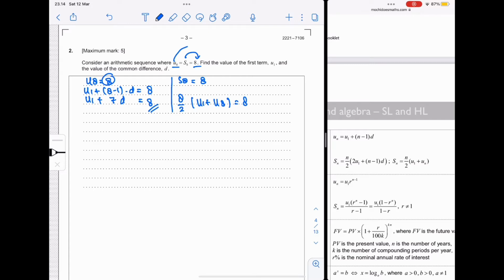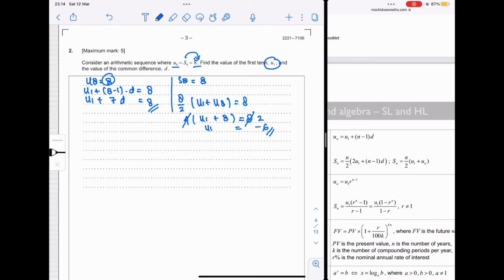They gave us the value of u_8, so we replace u_8 since we know it. So 4 times (u_1 plus 8). Cancel the 4 by dividing both sides by 4. So u_1 plus 8 equals 2. How do I get it? Move the 8 to the right. 2 minus 8 is negative 6. So u_1 equals -6. You found u_1. Now you need to find d.